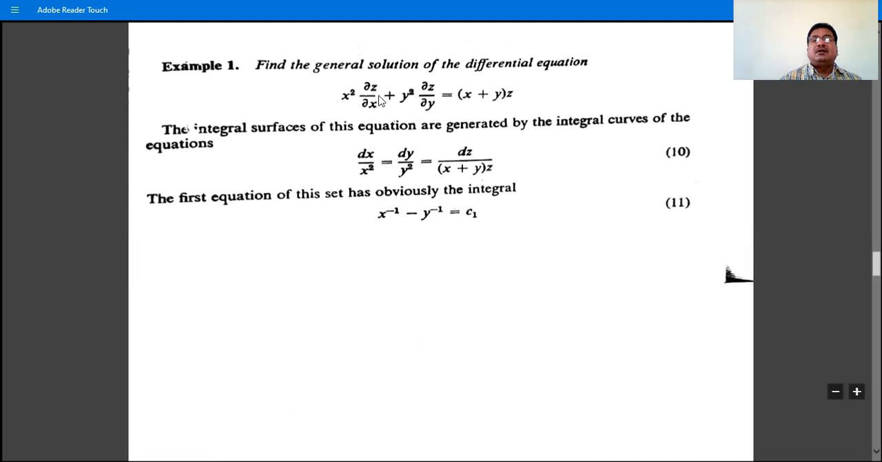So compare that equation with the standard differential equation Pp plus Qq is equal to R.